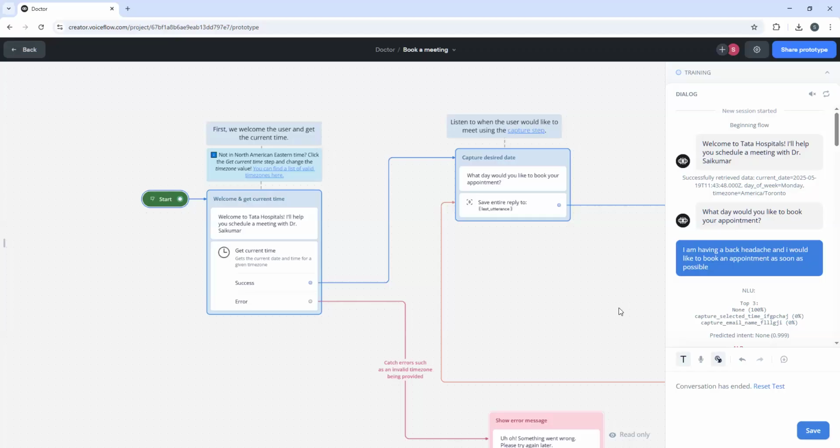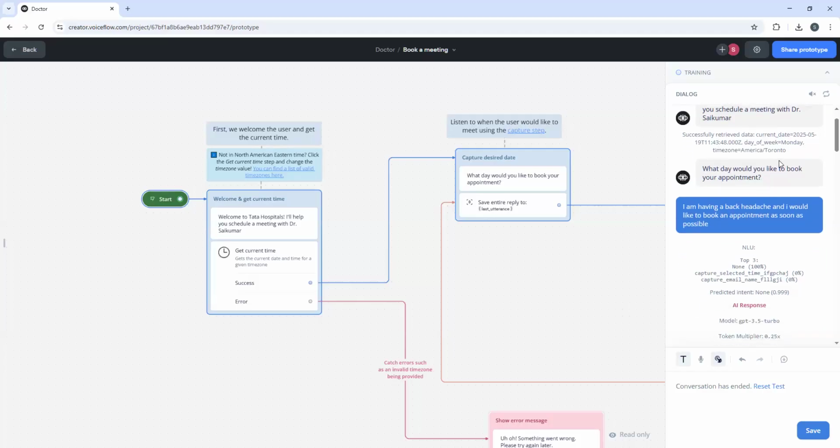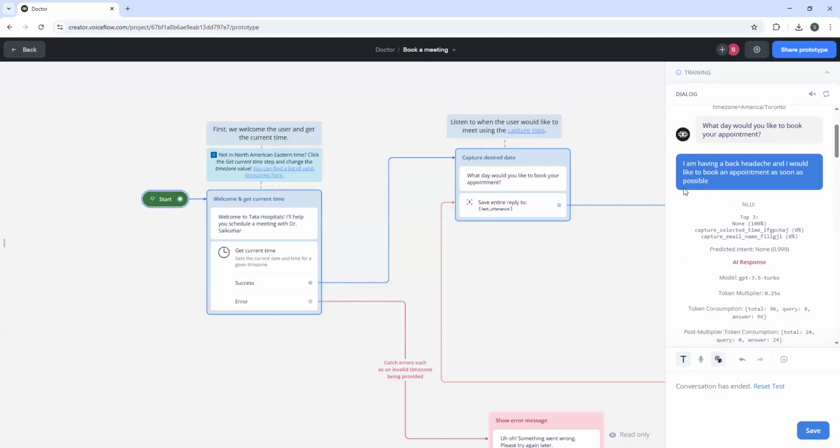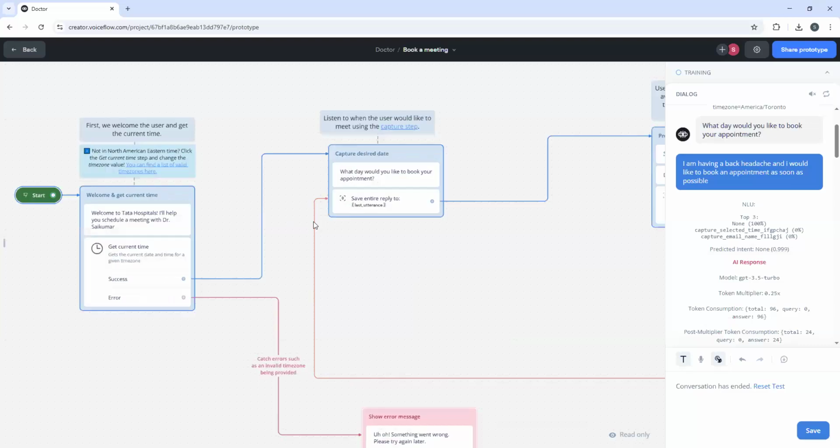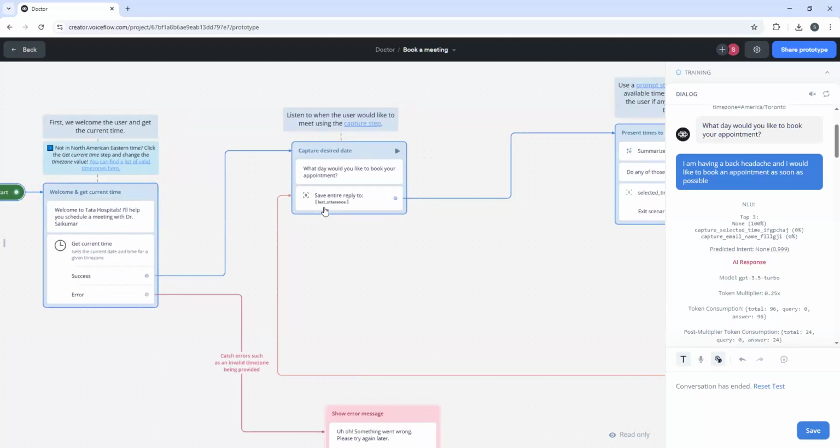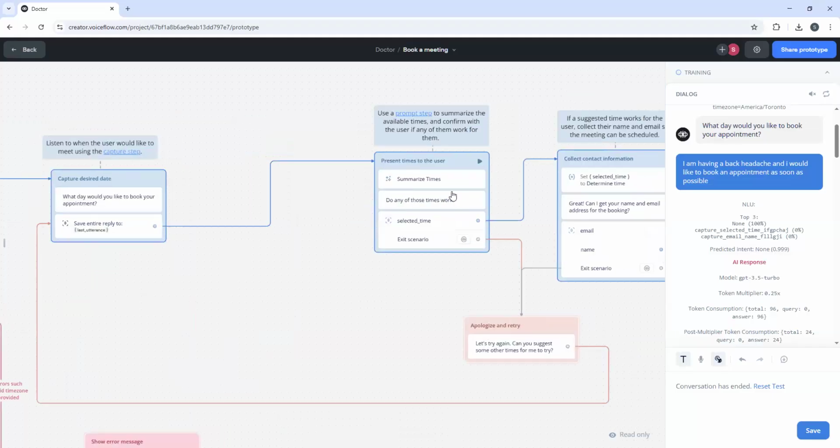Within 10 minutes, we have created an end-to-end chatbot, and we are understanding the structure of the chatbot, how it will work, and what it will do. First things first, it is for a hospital. We have created it for a dummy Tata hospital and for Dr. Sai Kumar, the name of the doctor. I'm giving some information. This is the chat utterance. It collects this information, summarizes the available times, provides me the available times, and asks whether any of those times work for me.